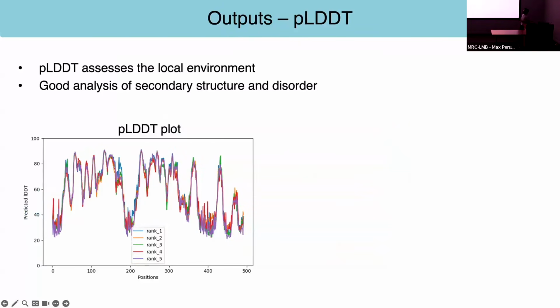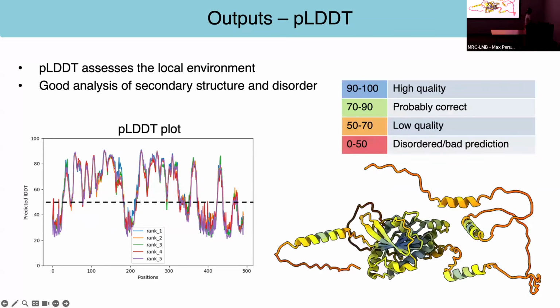So the first confidence metric that I want to talk about is the predicted local distance difference test. So this pLDDT. And again, this is a per residue analysis. And what this is really good for is understanding the secondary structure of the prediction, right? So if something has a high pLDDT, it's probably a structured residue. So it's good for secondary structure. And if something has a low pLDDT, then it's good for disorder. The general rule of thumb here is that if something is less than 50%, it's probably disordered. Something higher than 50% is probably ordered. I mean, it's a bit hand wavy. This is their guidelines here. You know, we have high quality, probably correct.